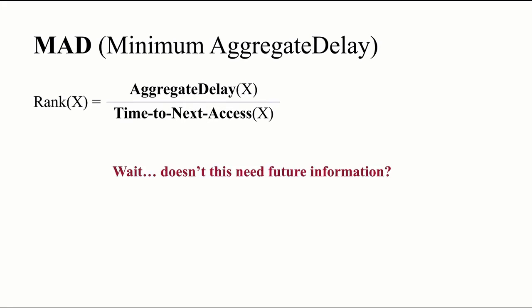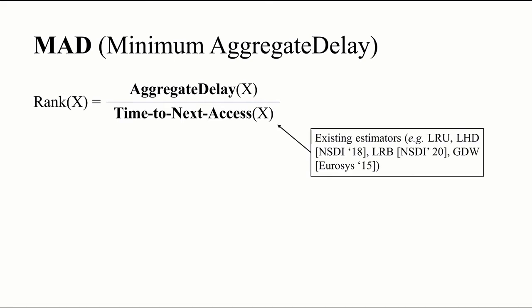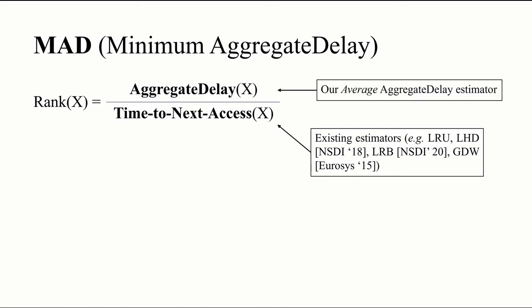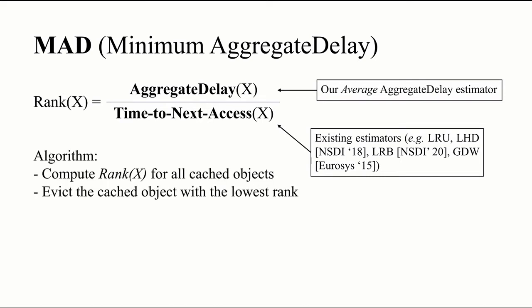Both the aggregate delay and the time to next access rely on future information, which we don't have access to in the online setting. Fortunately, we can use the past to make predictions of the future. So we use our vast literature of hit rate optimizing algorithms such as LRU, LHD, LRB, and GDSF, to name a few, to estimate the denominator, and we develop a novel, easy to compute estimator for the aggregate delay. Then our caching algorithm is simple. In making an eviction decision, we compute the rank of each cached object and evict the object with the lowest rank.